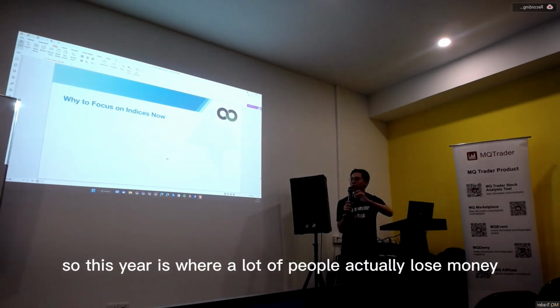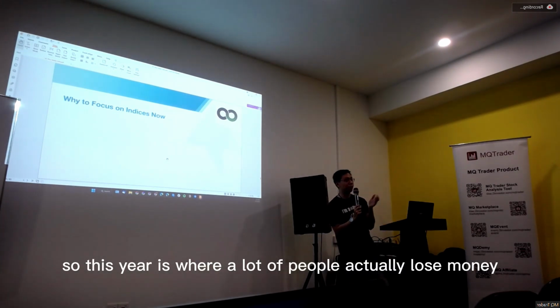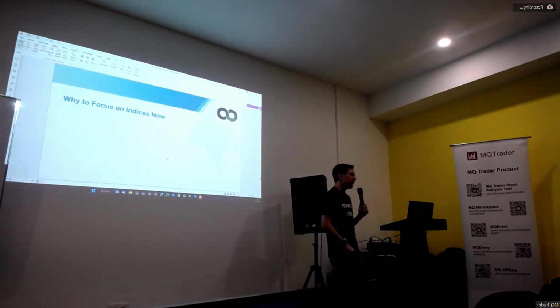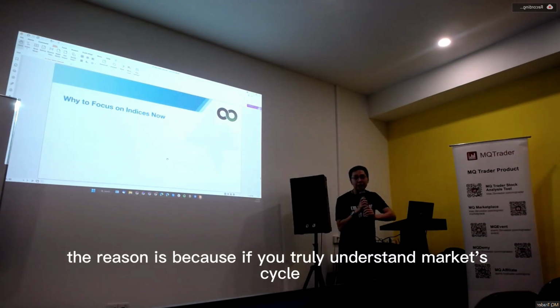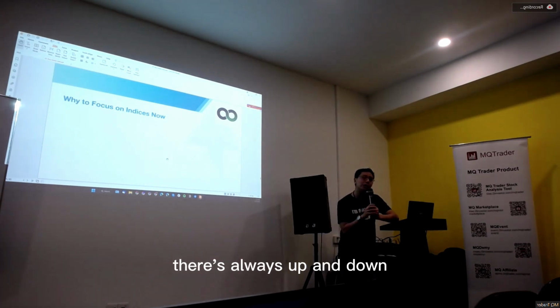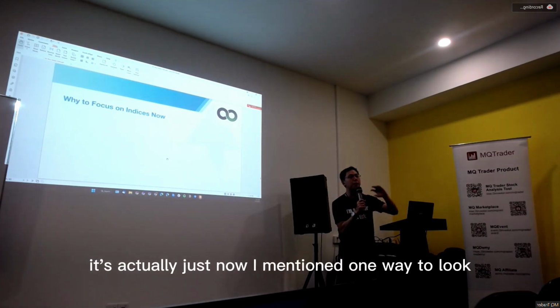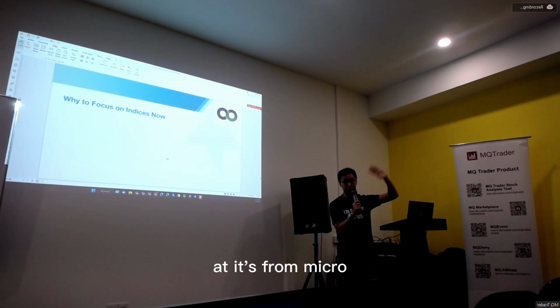So this year is where a lot of people actually burn and lose money. Okay. So why do we still focus on it? The reason is because if you truly understand market cycles, there's always up and down. And what actually has a direct impact on the indices and equities market is, just like I mentioned, one way to look at it is from macro.